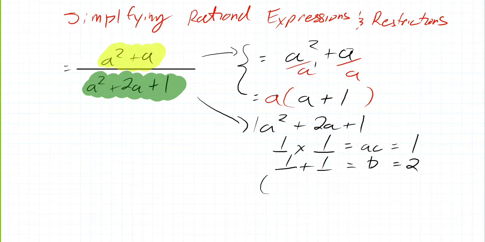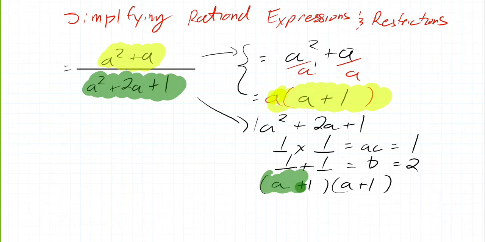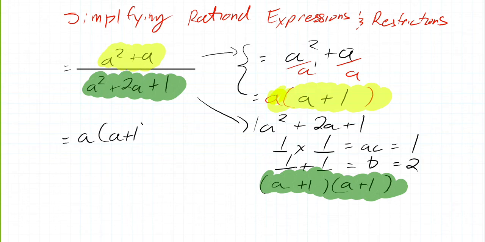So when we go to factor, we're actually going to get 2 sets of brackets. A will be the first term in both. And because it's positive 1, we have positive 1 and positive 1. So that's our denominator. Now I'm going to highlight this. This is what we're going to replace the numerator with, our factored form. And this is what we're going to replace the denominator with. This is also a factored form. So we'll end up with a bracket a plus 1 divided by a plus 1 times a plus 1.